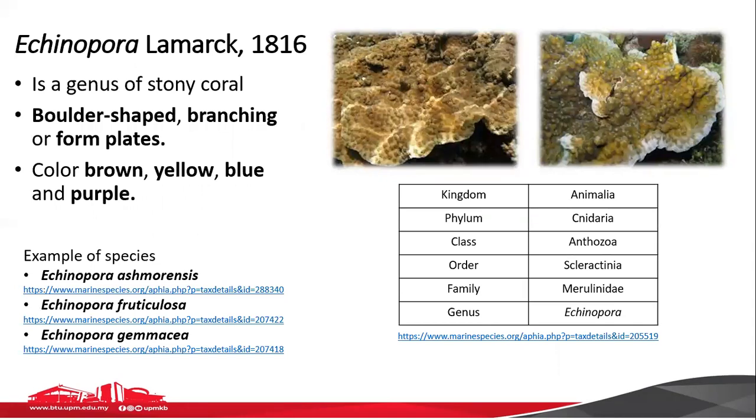Next is Echinopora. It's also a genus of stony coral. It has boulder-shaped branches or a foamy plate. It is usually found in brown, yellow, blue, and purple color. Examples of these species are Echinopora ashmorensis, Echinopora fruticulosa, Echinopora gemmacea.